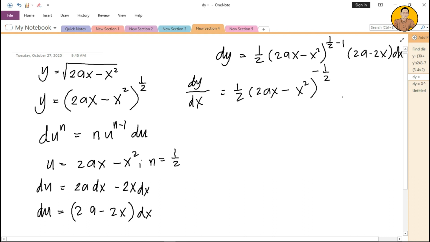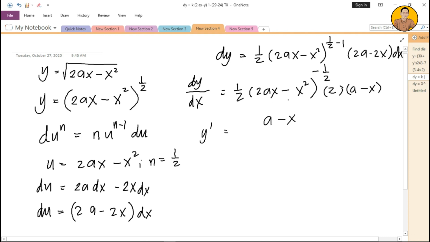So in this, the common factor is 2. Factor out the 2. So 2 times the quantity a minus x. So 2 times 1/2 is 1, so it cancels. So this is y prime equals, so a minus x lang.